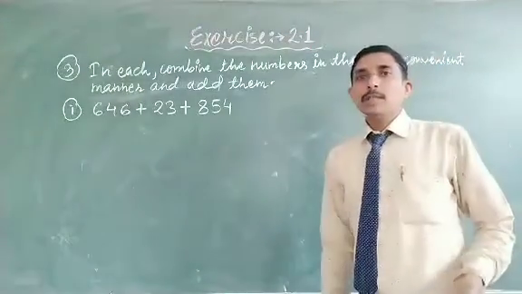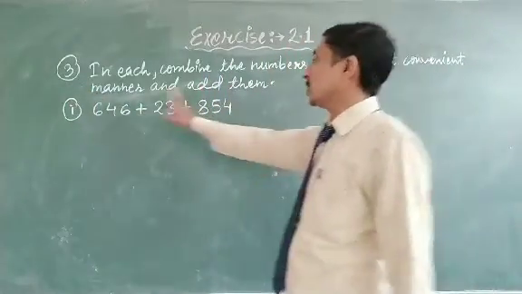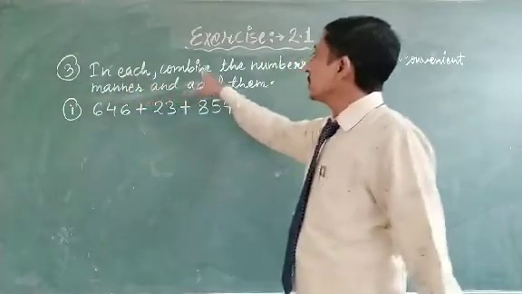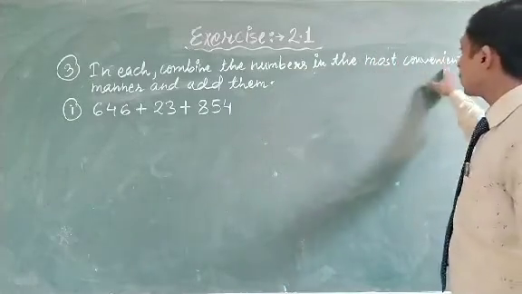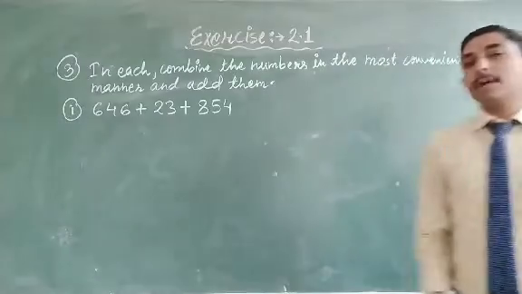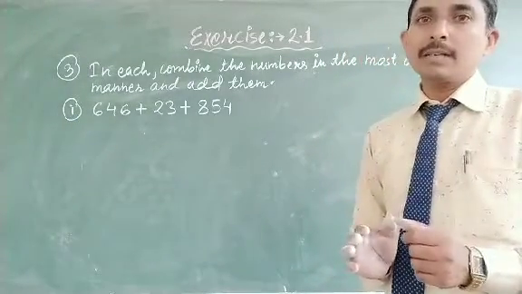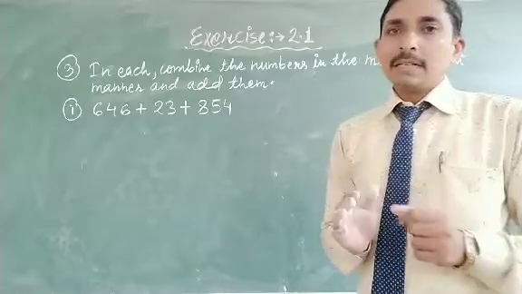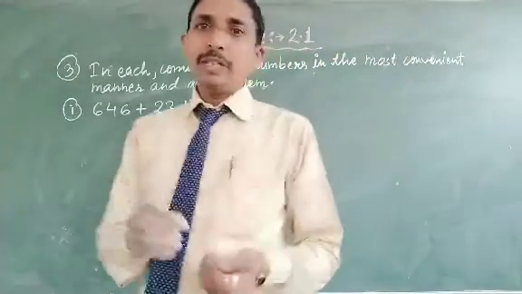Okay students, now we come to question number 3. In question number 3, the question is, in each combine the numbers in the most convenient manner and add them. What we have to do? We have to combine the numbers in most convenient manner and we have to add them. Mean we have to use the easiest way of addition.